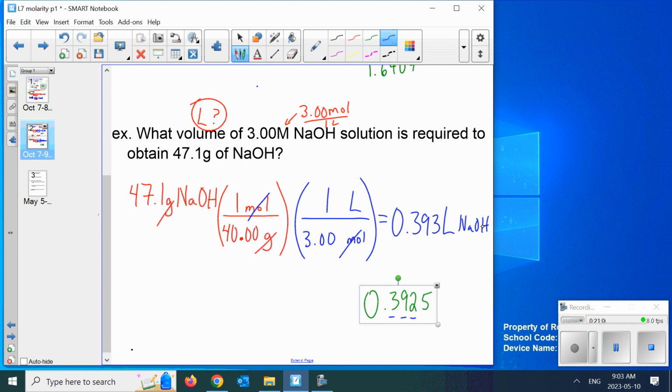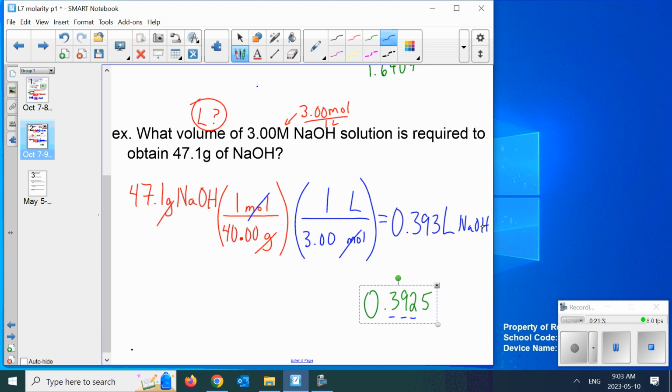I can tell you this, most likely, if I used graduated cylinders and stuff like this, I'd be measuring in milliliters. How do you go back from liters to milliliters? Times 1,000, right? It'd be 393 milliliters. A Coke can, by the way, is about 355, so it's a little more than that. It's not a lot.